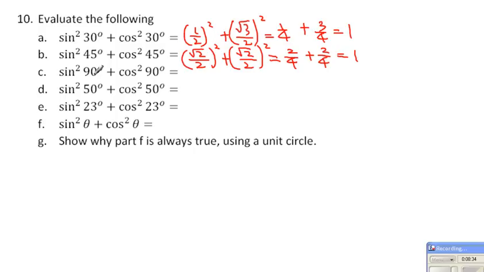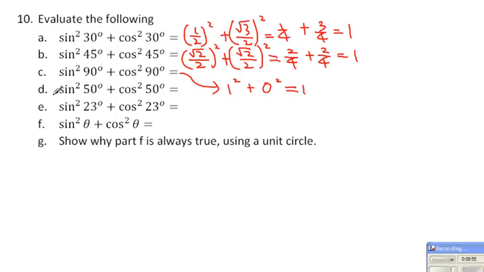Let us get sine of 90 and then cosine of 90. We're going to do that right here. Sine of 90 here becomes 1 squared plus cosine of 90 becomes 0 squared. Oh, look at this. We still end up getting 1. When you square sine and cosine, given that the angles are the same, we end up getting a value of 1.